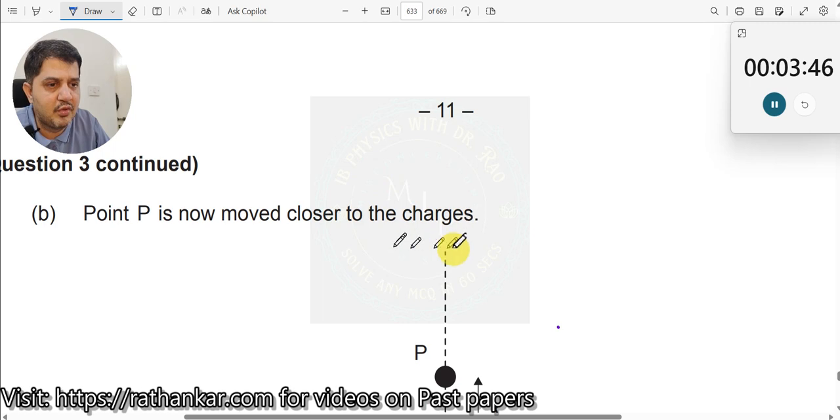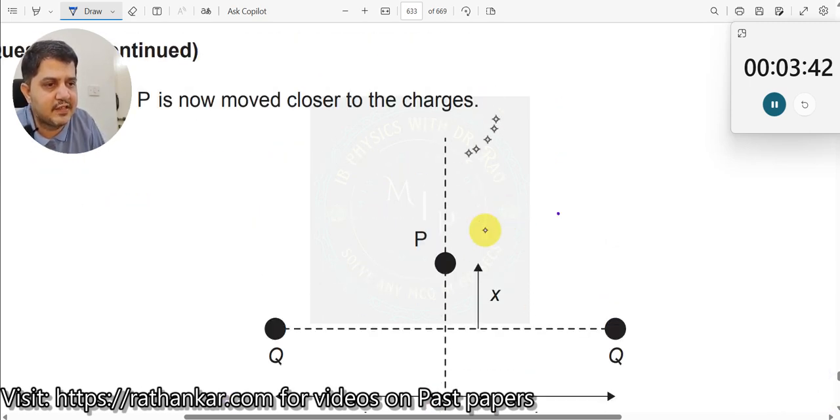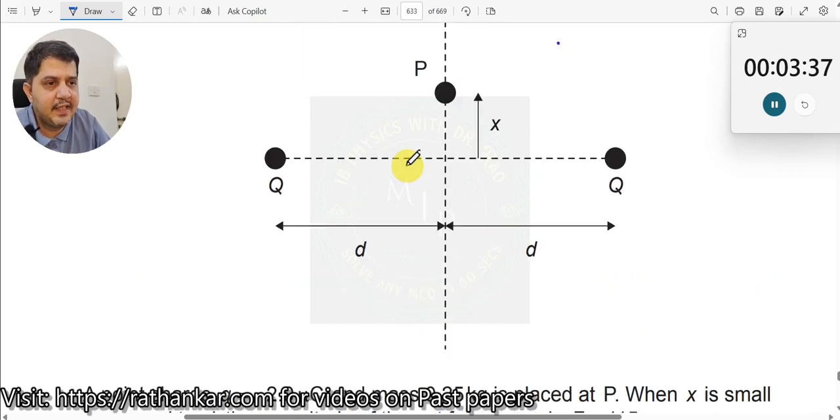P is now moved closer to the charges. Earlier, it was an equilateral triangle, right? It was much farther, somewhere over here. Now it is moved closer to this. Okay. Next, the distances d and d are here.